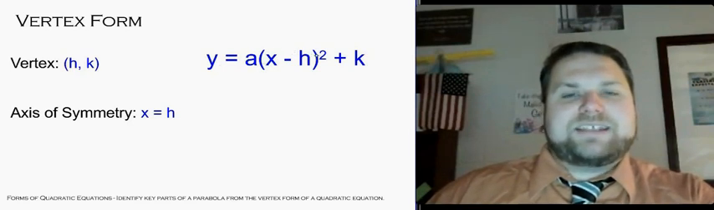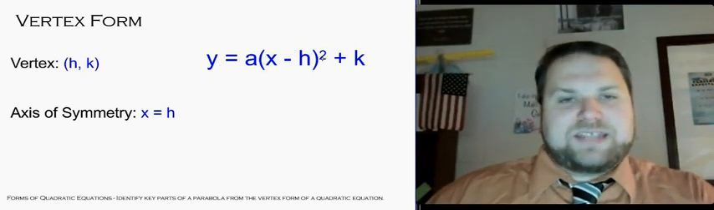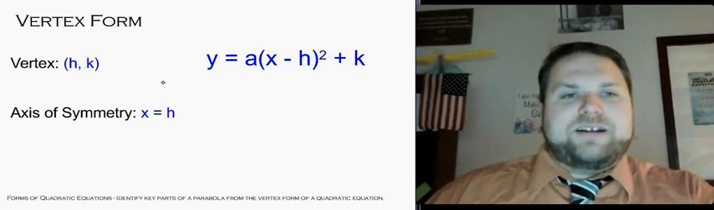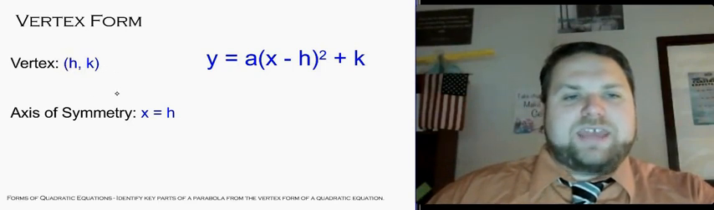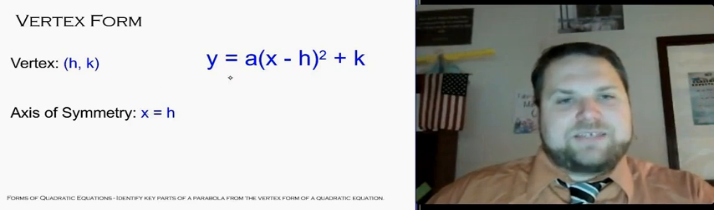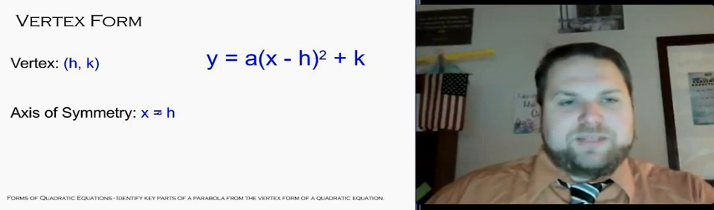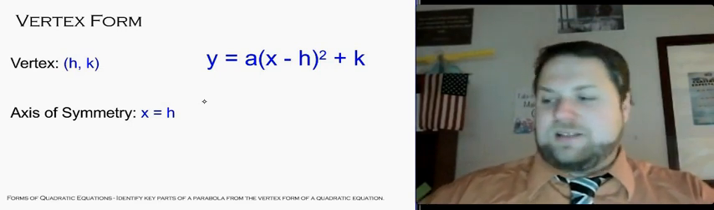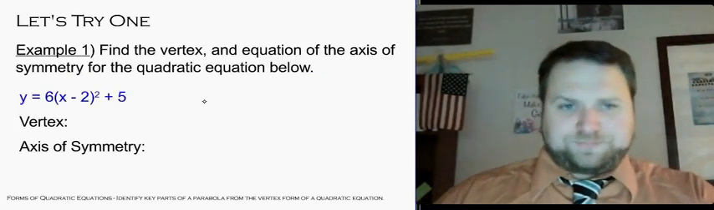Y and x stay the same. That squared term stays the same. But once I find these numbers that are in here, I can very easily find the vertex. It's just h, k. And I can very easily find the axis of symmetry. It's just x equals h will be the equation for that axis of symmetry. And so knowing this, let's take a look at a couple and see if we can just find them.